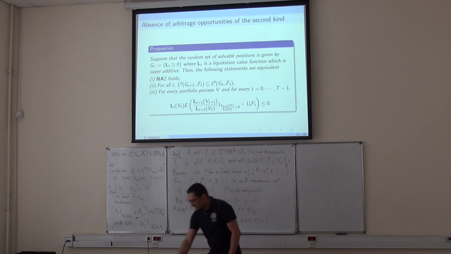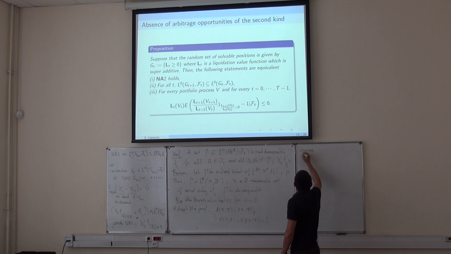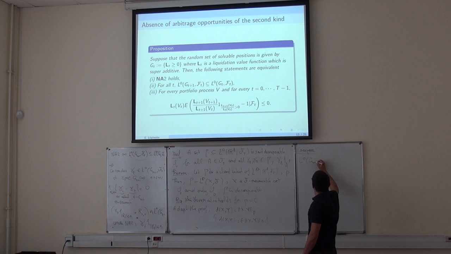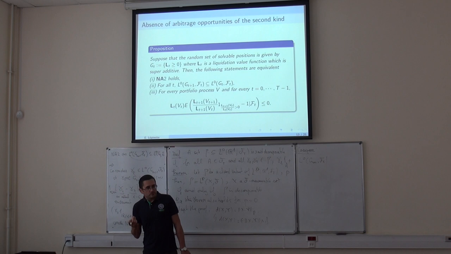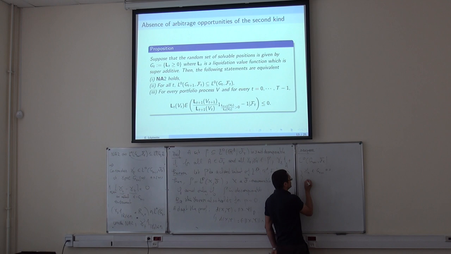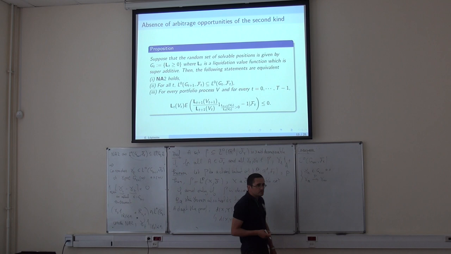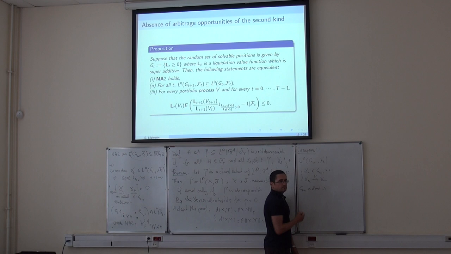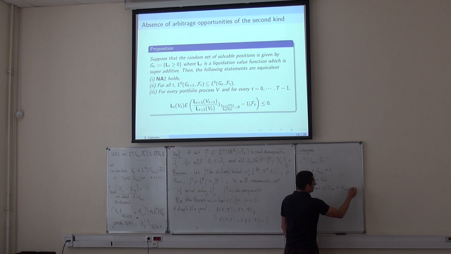A consequence of this nice result is that, observe that L0 of G_{t+1}, F_t is indeed closed. Why? Consider a sequence of random variables gamma n in L0 of G_{t+1}, such that gamma n converges to gamma infinity in probability, so that it also converges almost surely for a subsequence. Since G_{t+1} is closed, this implies that gamma infinity also belongs to G_{t+1} almost surely. So this is a closed set.